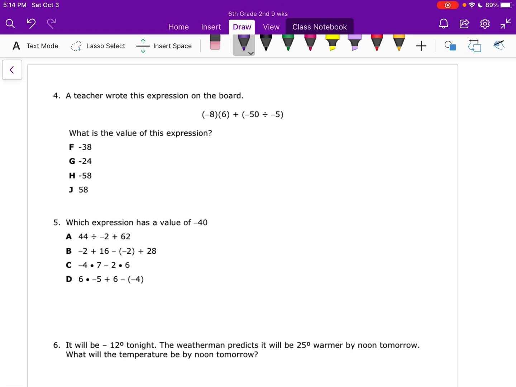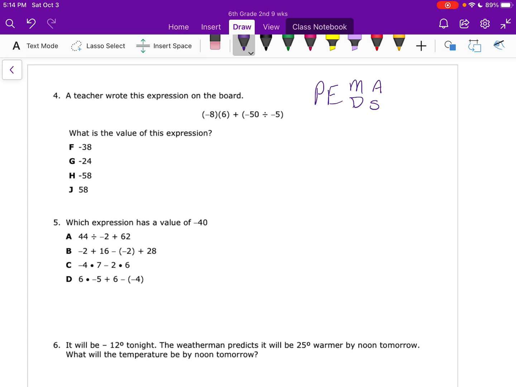All right, number 4. A teacher wrote this expression on the board. What is the value of the expression? Now, I hope when you see that, little bells and whistles and little remembering things come into your brain. I hope you remember your PEMDAS. Whenever you are given an expression, you have to follow order of operations to get the right answer. If you don't follow order of operations, you will not get it right.